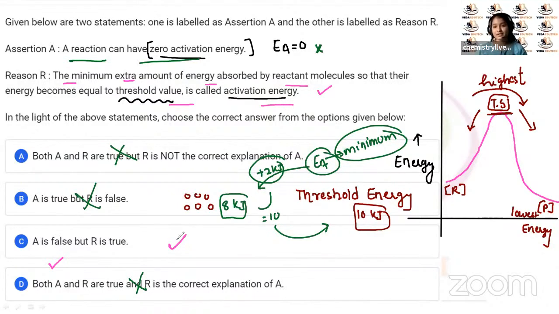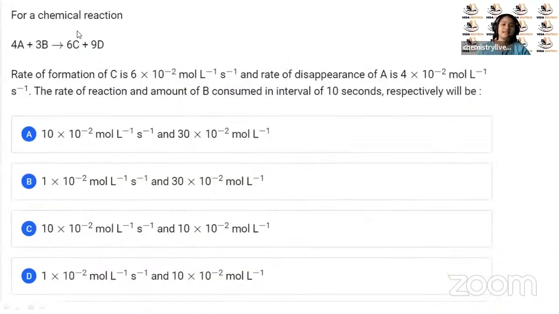I hope everyone understood from this what is activation energy, what is threshold energy, why you need to cross the energy barrier, and which has the lowest energy and which has the highest energy. Those are the things that we learned from here. Okay. Again, there is a question on your screen, and this is from a normal rate of reaction. Okay, try it everyone.